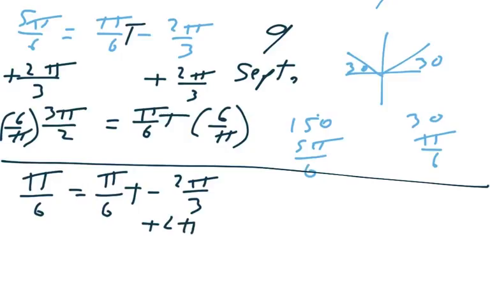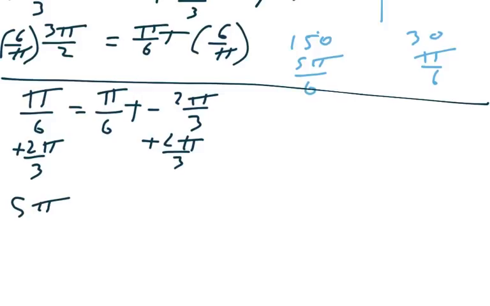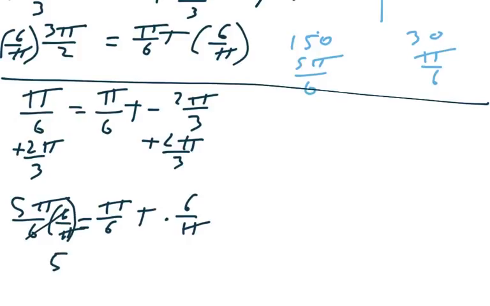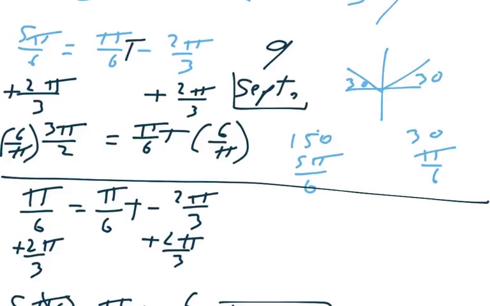I'm going to add 2 pi over 3 over here, plus 2 pi over 3 over here. So 1 over 6 plus 2 over 3 is 5 over 6. So that turns out to be 5 pi over 6 equals pi over 6t. Give myself a little bit of room here. Multiply both sides by 6 over pi. And the 6's cancel and the pi's cancel, so 5 equals t. And so that is the month of May. So we got May and we got September. And that's how we do problem number 9.